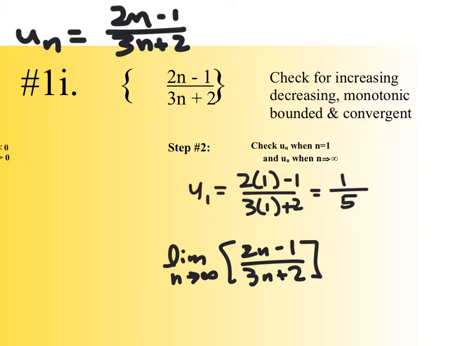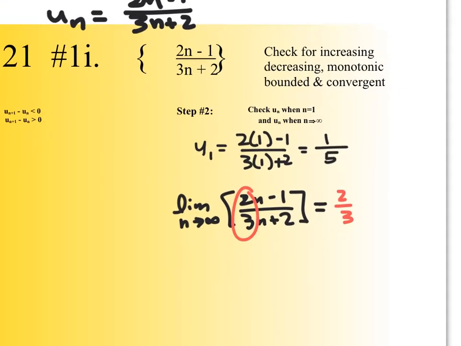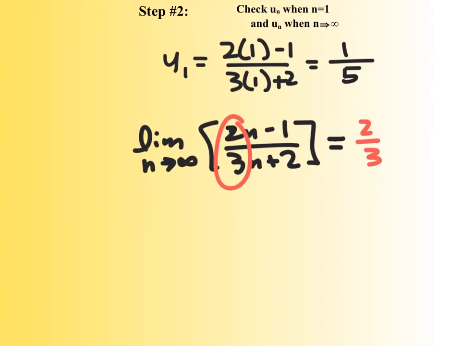Alright, the limit as n goes to infinity of this sequence would be 2/3. Okay, so my guess is if this is monotonic increasing, well, it'd have to be, obviously, because the first term is 1/5, and the nth term, as n approaches infinity, would be 2/3. So I'm seeing something that looks like this. Okay, here's our first term. And then our asymptote, or the value that this sequence is approaching, is 2/3.